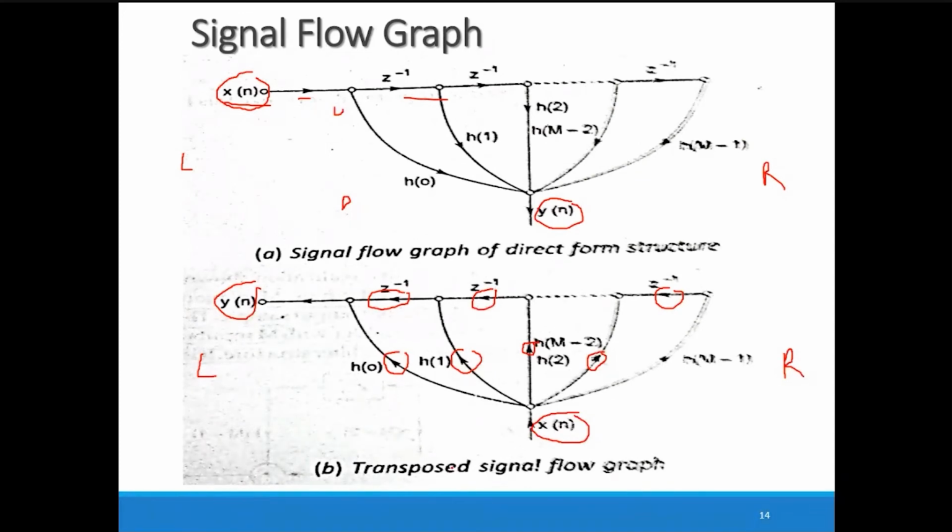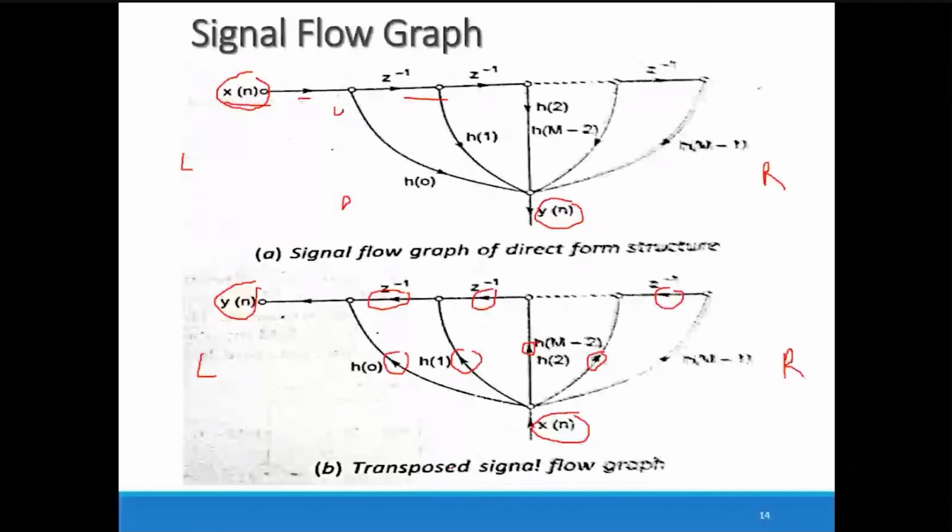I hope Ekta you understand this. Whatever FIR equation we have taken, this is one alternate way to represent that equation using the direct form. Without manipulating the equation, we are just changing the direction of input and output and reversing the branch transmittances. So this is the implementation of the FIR filter. All of you clear up to this?